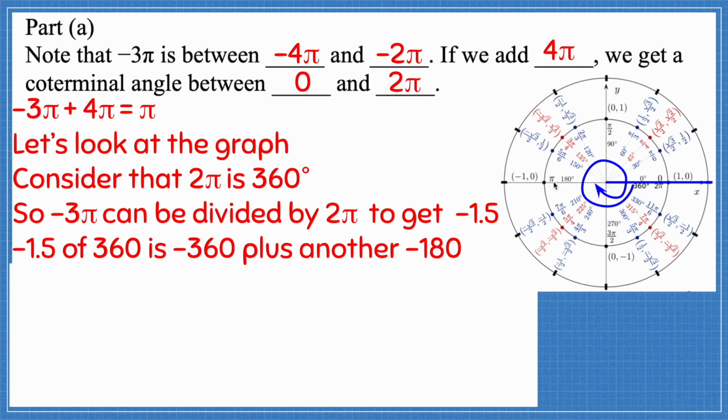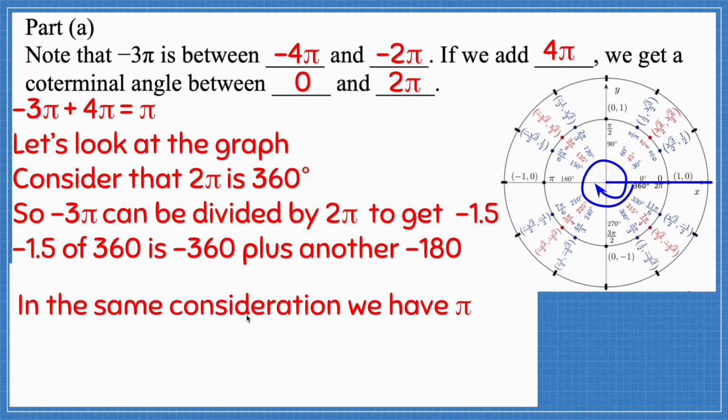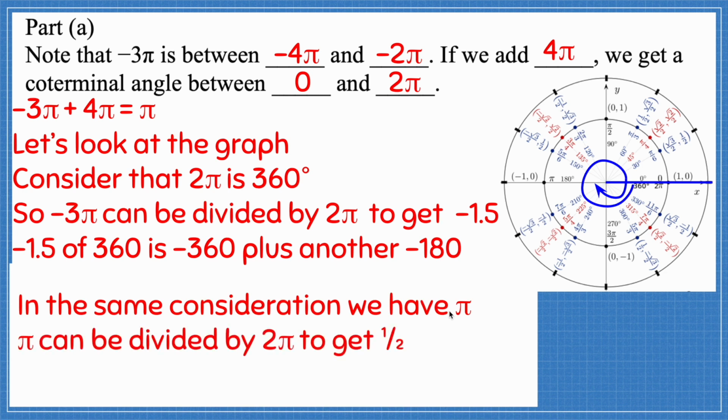You can also think of pi as 180, right? So if I'm going negative 3 pi, it means I'm going halfway, halfway, halfway 3 times. So there's a couple of different ways to think about this when you're looking at it. So if you notice, this is where I'm ending right here. And in the same consideration, we have pi. Pi can be divided by 2 pi to get half. Half of 360 is 180, which is pi. So we already kind of talked about that, right? If all the way around the circle is 2 pi, then halfway around the circle is 180.